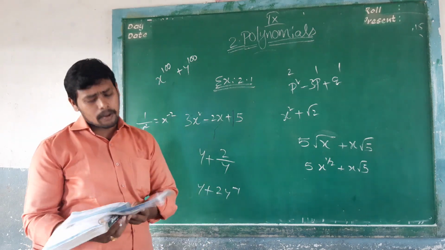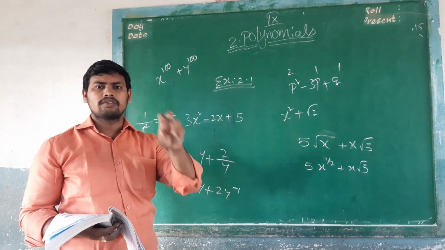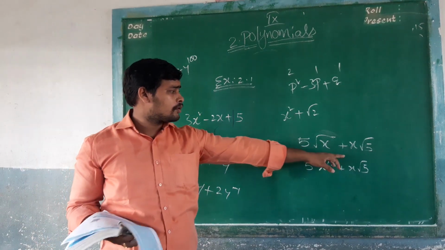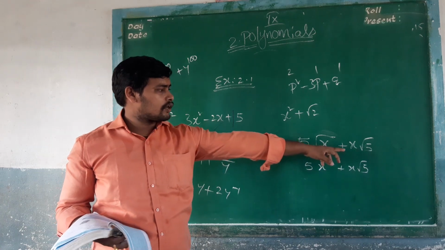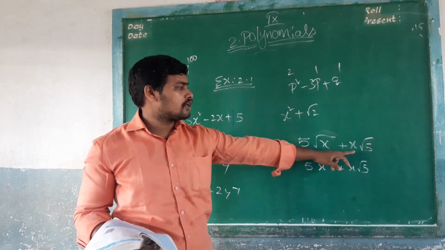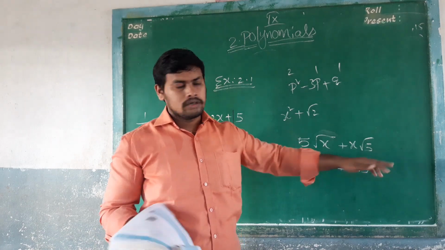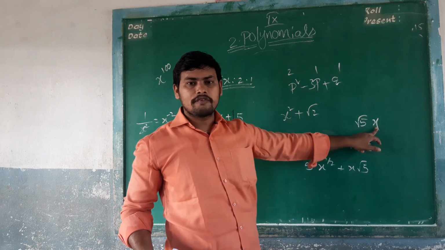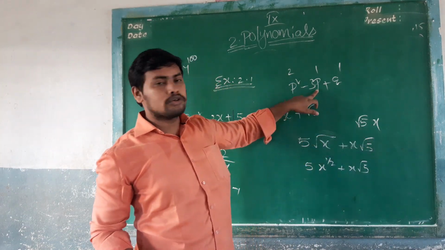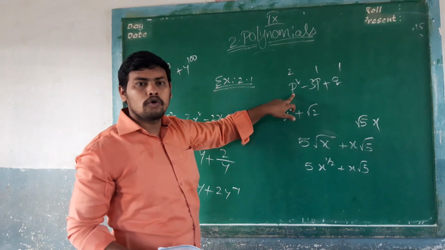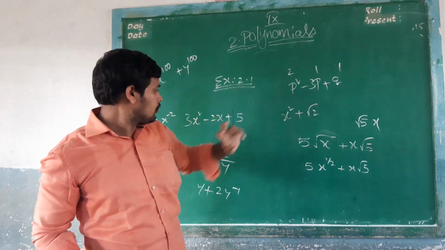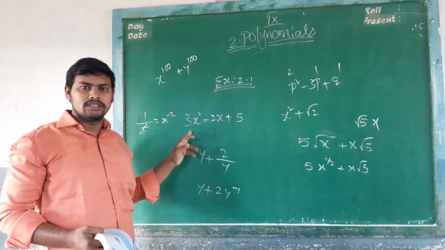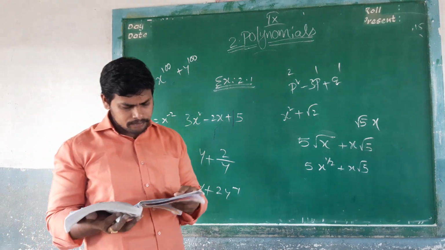We already know about the coefficient. Coefficient means the number attached to that particular term. Suppose we ask what is the coefficient of x in root 5 x? The coefficient of x is root 5. Here the coefficient of p is 3, the coefficient of p square is 1, the coefficient of x is minus 2, the coefficient of x square is 3. So it is very simple. Do it in your own way.